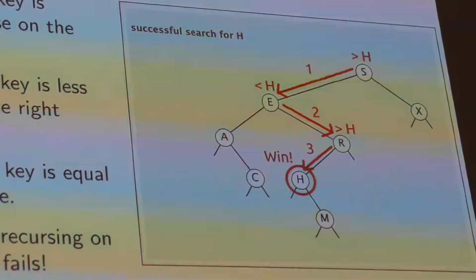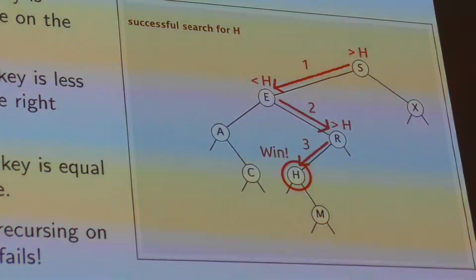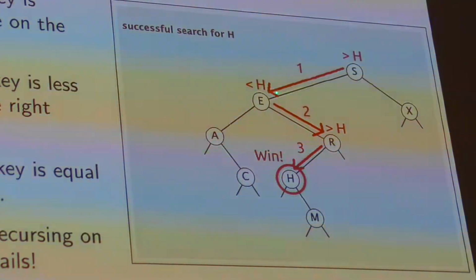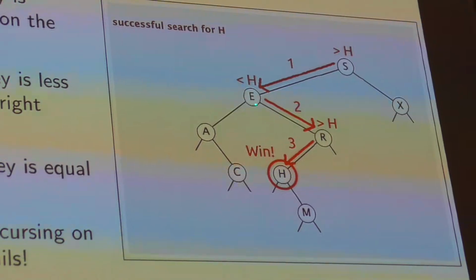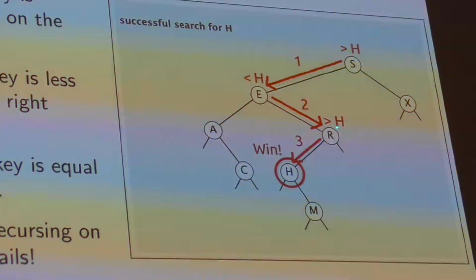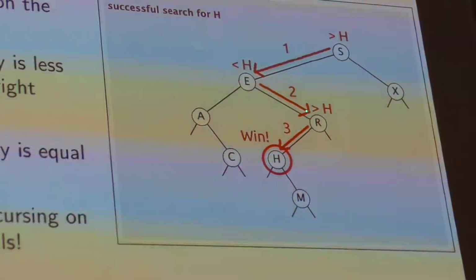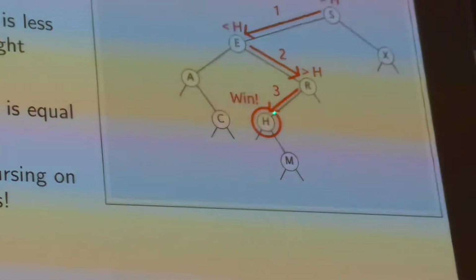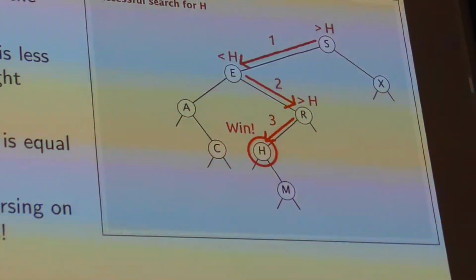H is, so S is greater than H, so we follow the less than tree. E is less than H, so we follow the greater than branch. R is greater than H, so we follow the less than branch, and then we win.